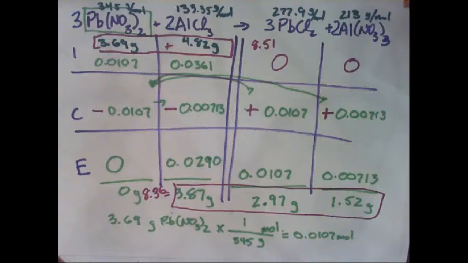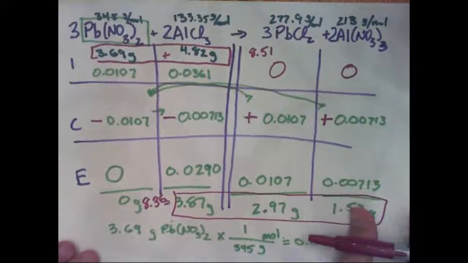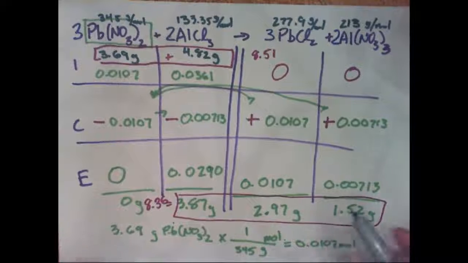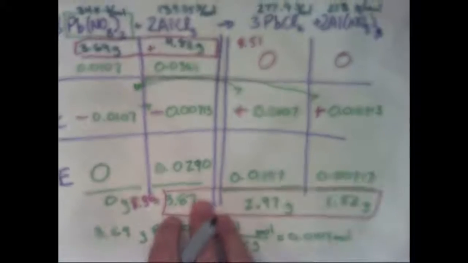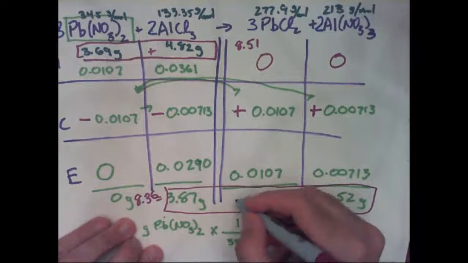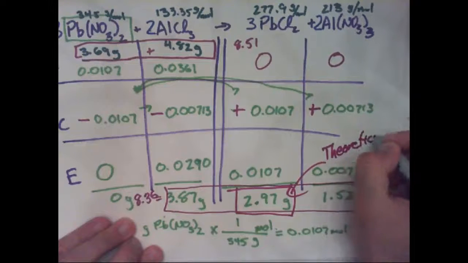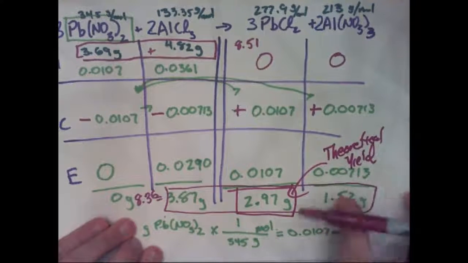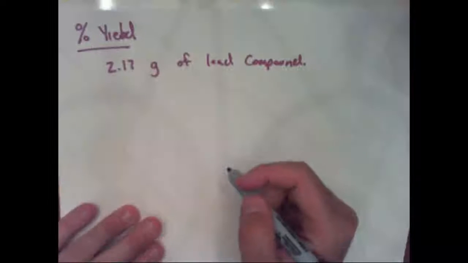Now there's one more part to this question that we have to answer, and that's a percent yield. So I'm going to take a moment and show you how to do percent yield. The problem asks us to calculate the percent yield if we have 2.17 grams of the lead compound. Now, going back to our ICE chart, this is the lead compound that we're talking about. So this value right here is what we call the theoretical yield.